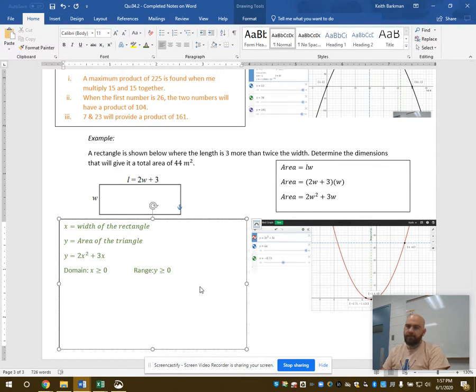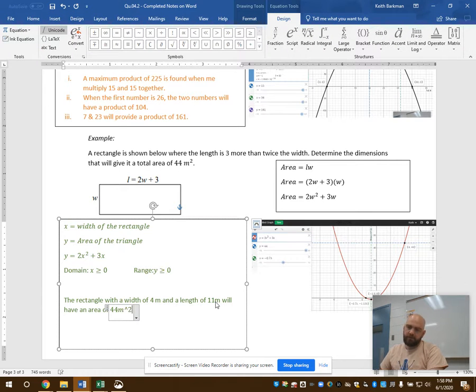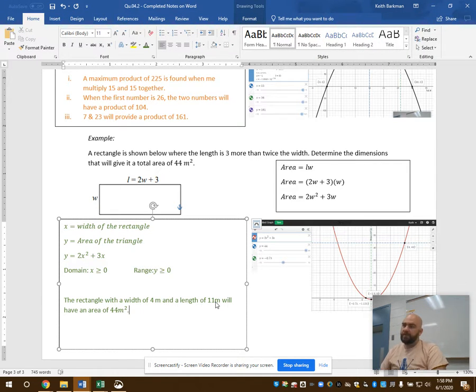Finally, let's answer the question. In terms of the dimensions, the rectangle has a width of 4 meters and a length of, oh, we didn't find the length, right? Well, our length is just 2 times our width plus 3. So 2 times 4 plus 3 is 11. So it has a length of 11 meters. We'll have an area of 44 meters squared. And that's it. That's our question.